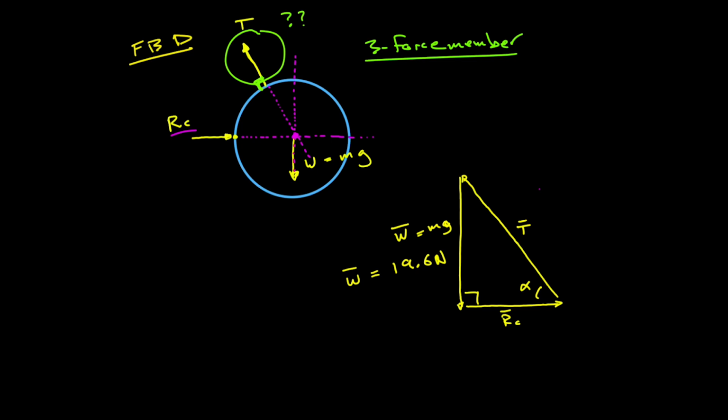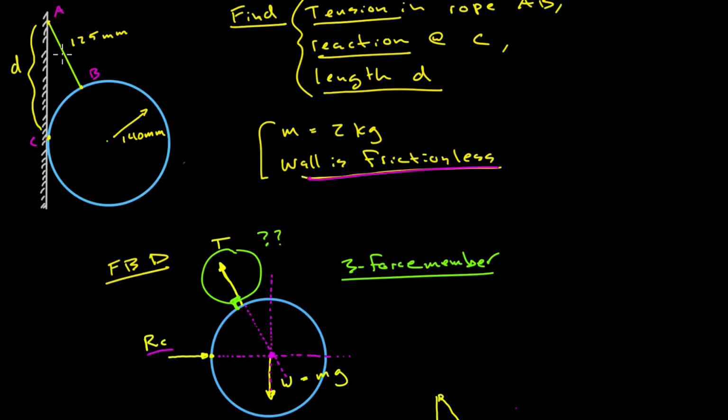So I'll use a different color here to denote that we're no longer talking about forces, we're actually talking about lengths. And what I mean by that is we can use some of the given geometry of the problem to help us solve this force triangle. So the distance from A, let's call this point here at the center point G. The distance from point A to point G is the length of the cable, which was given as 125 millimeters, plus the radius of the ring, which was given as 140 millimeters.